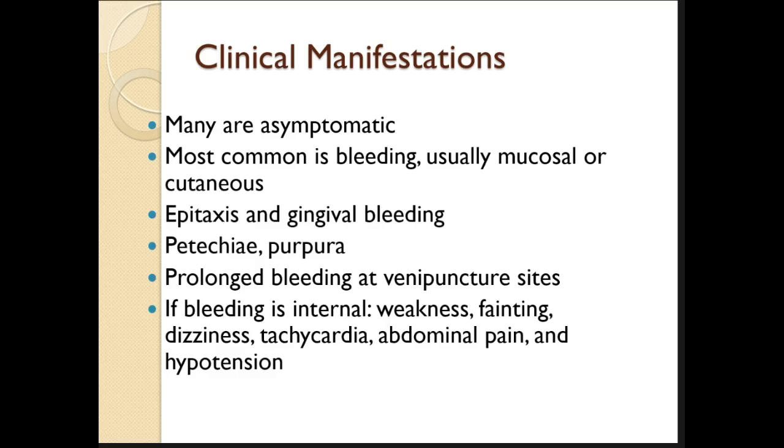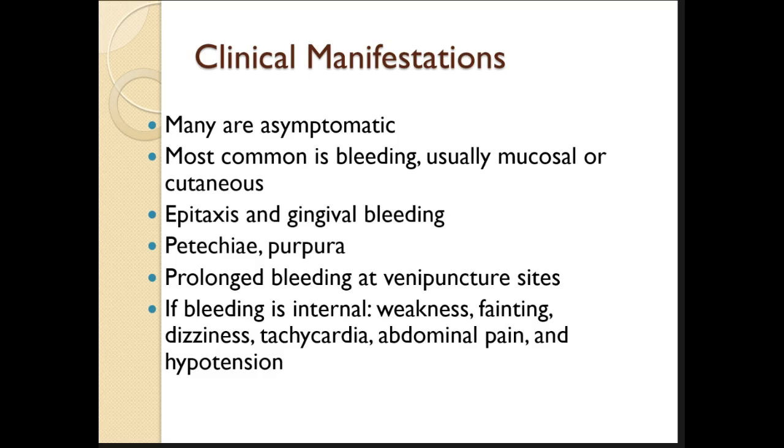Many patients with thrombocytopenia are usually asymptomatic. The most common symptom that you will see is bleeding, usually in the mucosal areas or cutaneous. Mucosal bleeding may manifest as epistaxis and gingival bleeding, and large bullous hemorrhages may appear on the buccal mucosa because of the lack of vessel protection by the submucosal tissue.